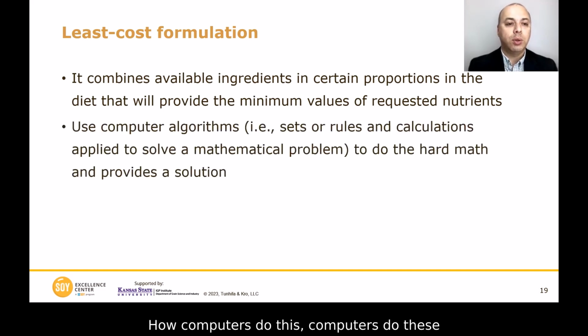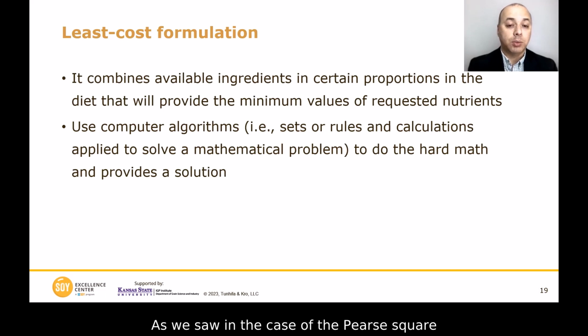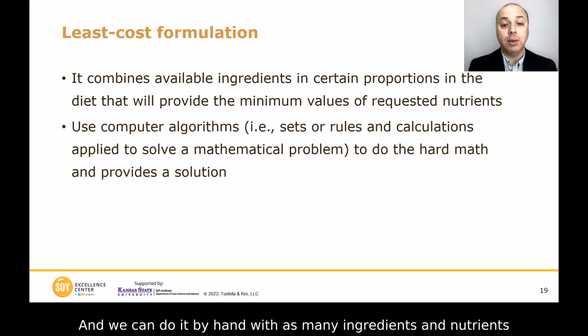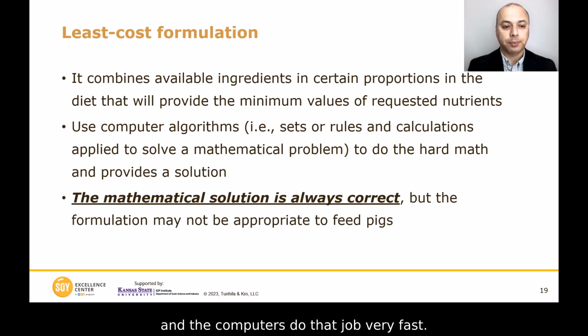How do computers do this? Computers do this by using different algorithms. Algorithm is a fancy word to say it's a set of rules or a set of calculations that are applied to solve a mathematical problem. So, in other words, the computer will do the hard math for us, as we saw in the case of the Pearson square with multiple ingredients. We can run that by hand with as many ingredients and nutrients as we want to. It's just going to take a lot of time, and the computers do that job very fast.